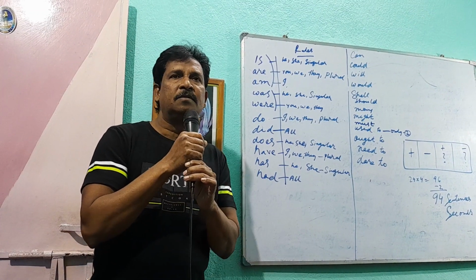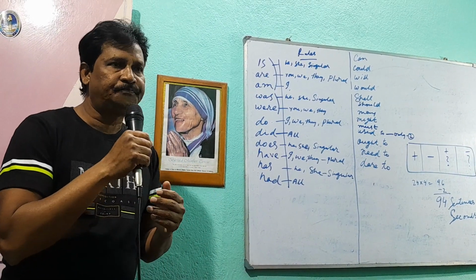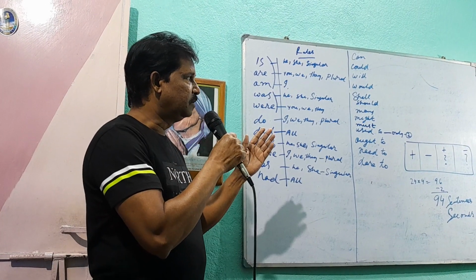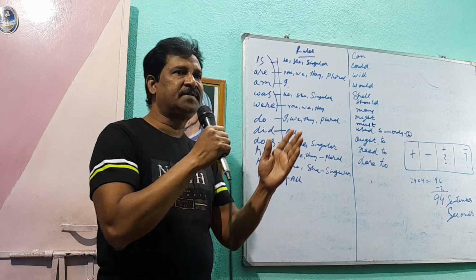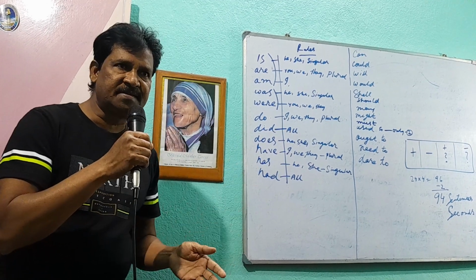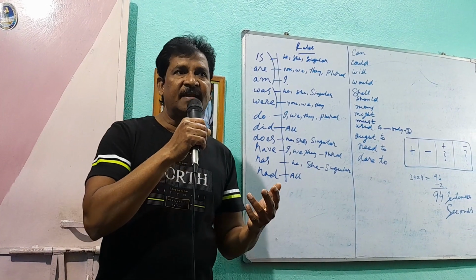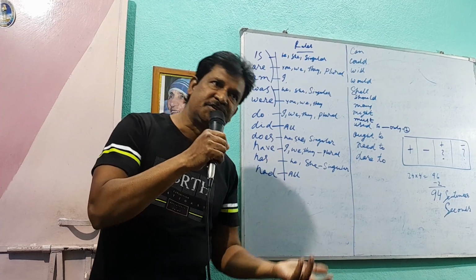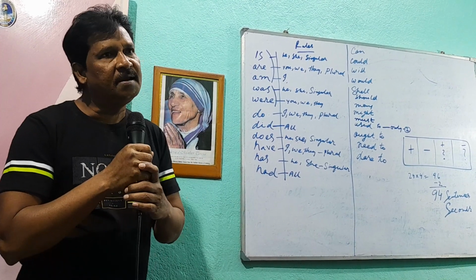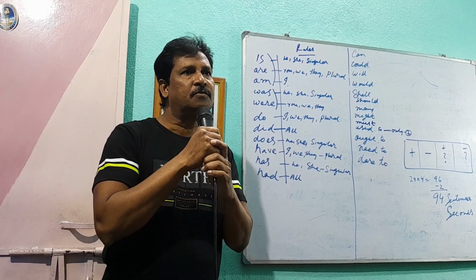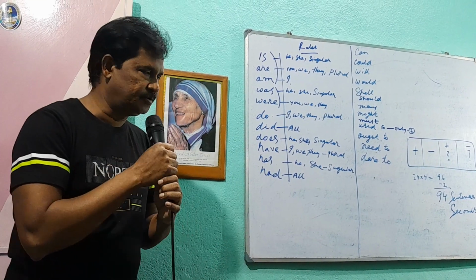Now, I'm going to teach you today the four types of sentences as well: the positive sentence, that is called affirmative, the negative sentence, the positive interrogative, and the negative interrogative sentences, asking the questions, positive questions and negative questions.